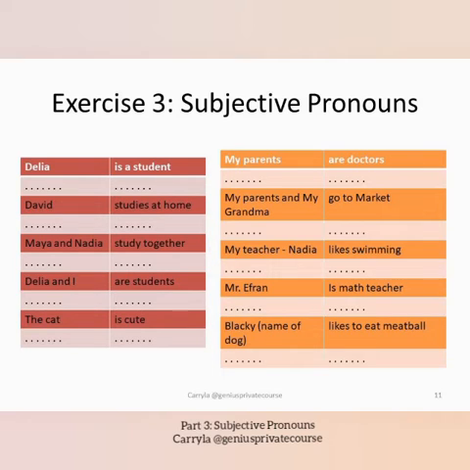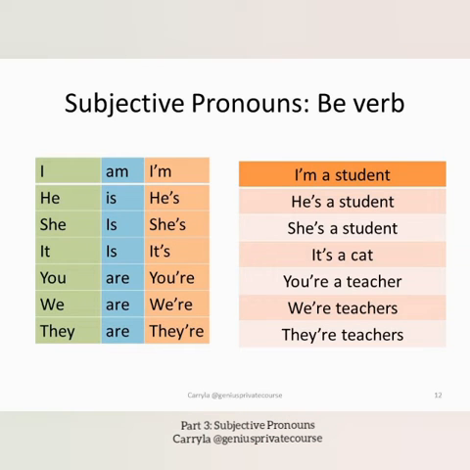Di situ teman-teman tinggal ngelengkapin aja ya. Nanti aku kasih dalam bentuk image-nya. Next, kita akan ngebahas tentang subjective pronouns be verb ya teman-teman. Okay, let's take a look. I am jadinya I'm. He is he's. She is she's. It is it's. You are you're. We are we're. They are they're. Kita akan menggunakan yang singkatannya biar nanti akan berkelanjutan ke materi selanjutnya, yaitu negative sentence and question.